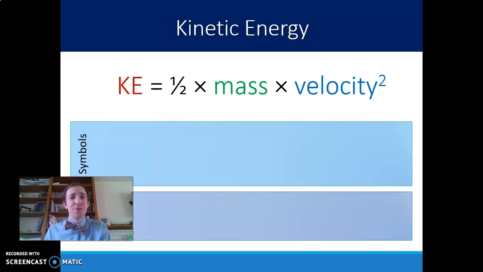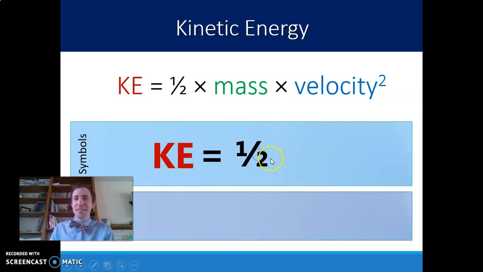Kinetic energy, or the energy of motion, can be calculated using the equation kinetic energy is equal to 1/2 times the mass times the velocity squared. Now, we don't usually write this out in words, so instead, we'll write it in symbols, where kinetic energy is KE, that's equal to 1/2 times the mass, which is lowercase m, times the velocity squared, v squared. So we say KE is equal to 1/2 mv squared.